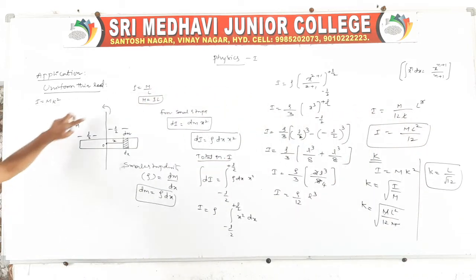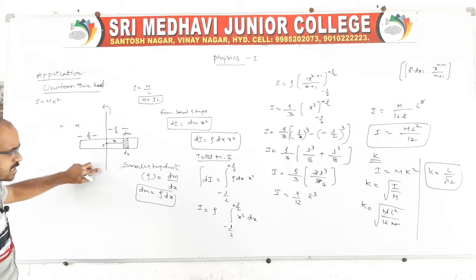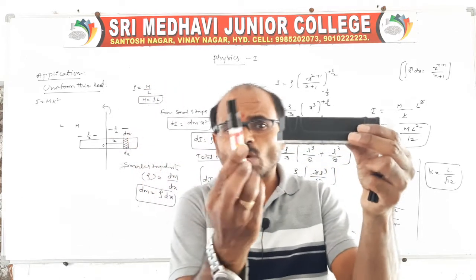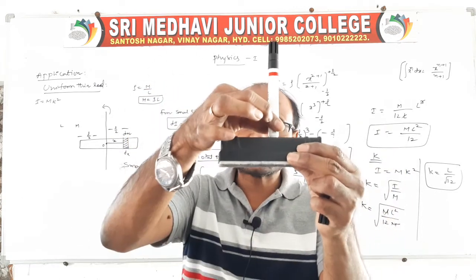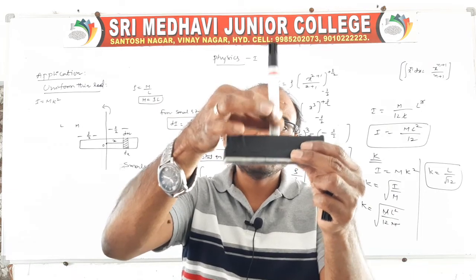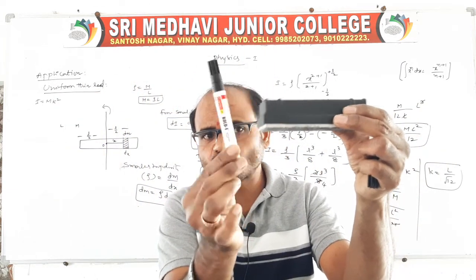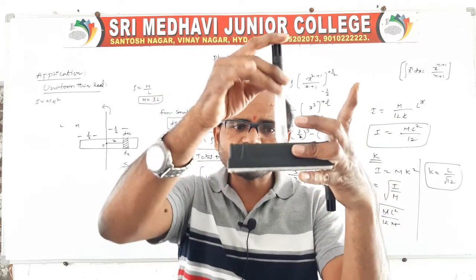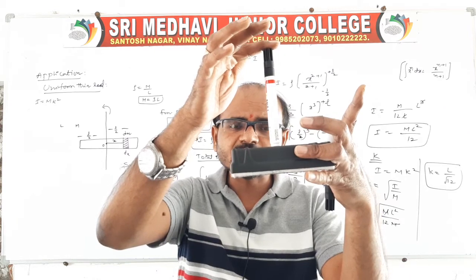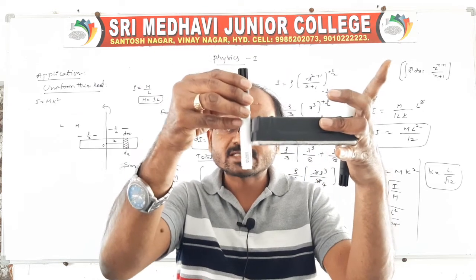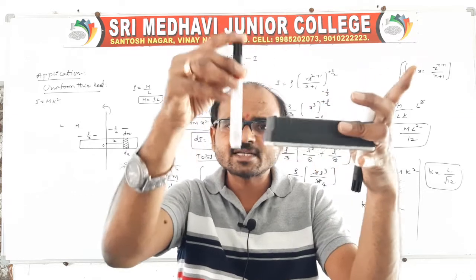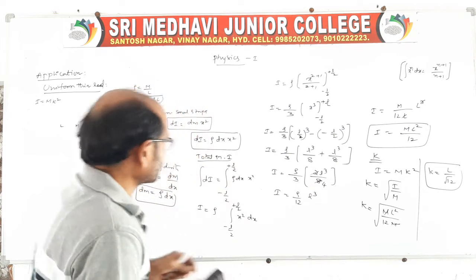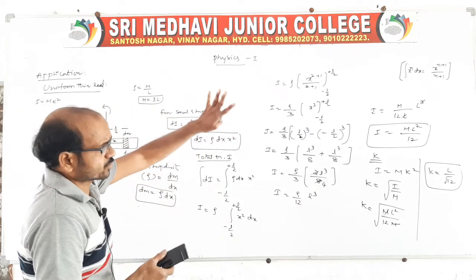Now he is asking to find the moment of inertia about an axis passing through one end of the rod. Already we know the center is ml square by 12. Now the axis of rotation passes through one end of the rod, either this side or this side, you take any one. Already we know the center is ml square by 12. What about this? Here this center axis and this axis are parallel to each other. Now you apply the parallel axis theorem. You go through this derivation and keep it and write it in your notes.